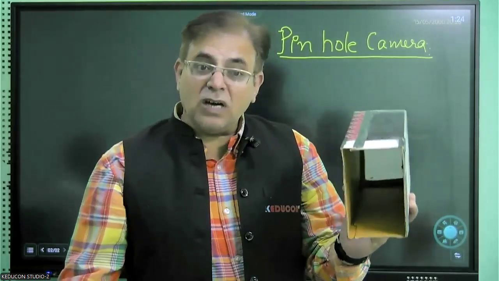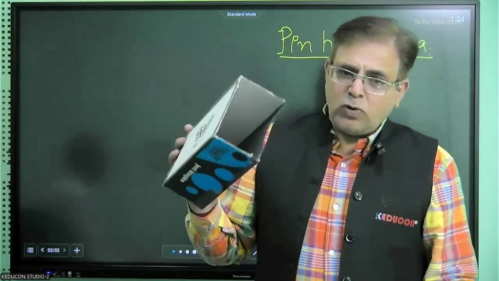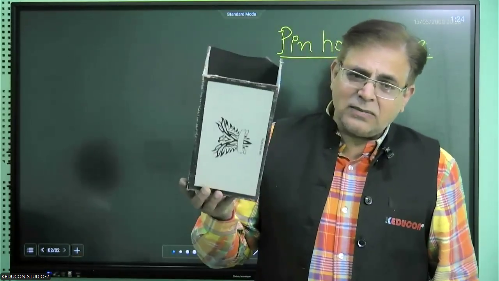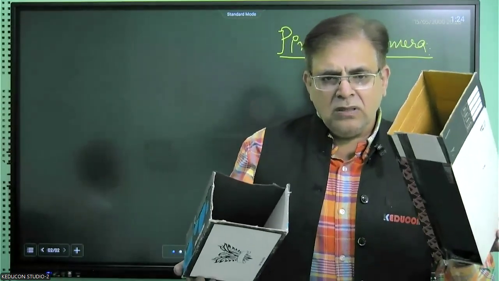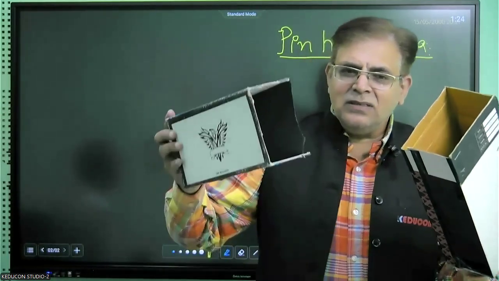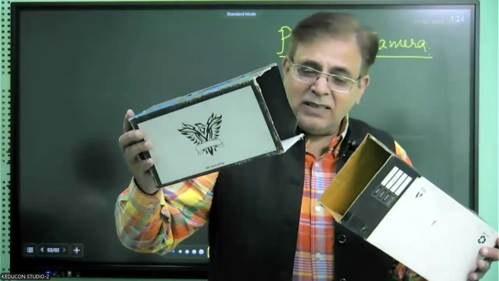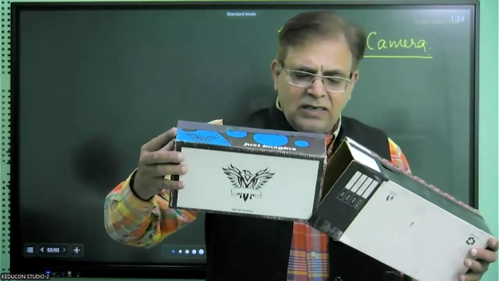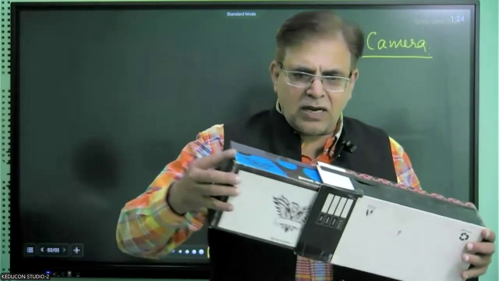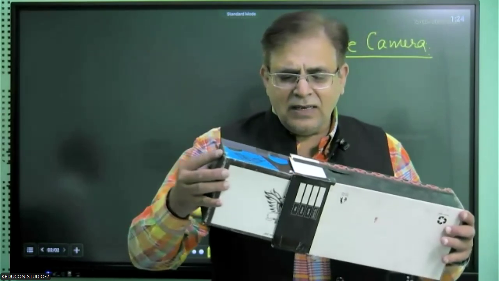What you have to do with the other box? Okay, let me tell you. This box should be a little smaller than the previous box. The previous box is a little bit larger. The next box is a little bit smaller. It should be able to slide into the bigger box.